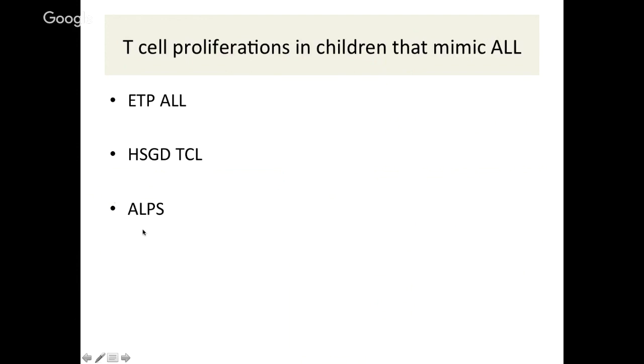And many times we get lymph nodes of ALPS, which again look very bad. Mitotically active, can be confused with blastic lymphoma. One has to be careful.